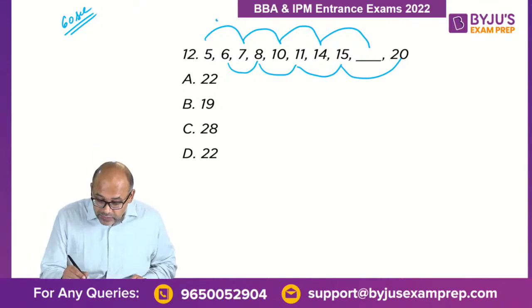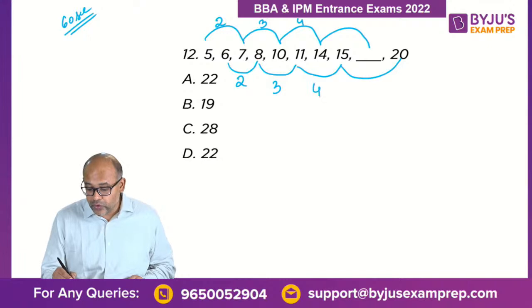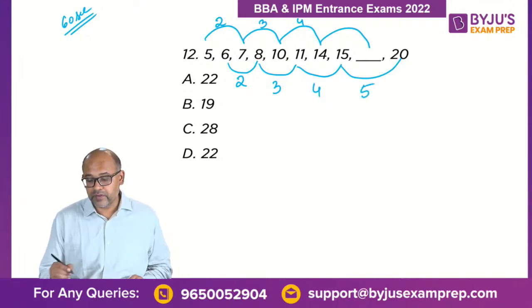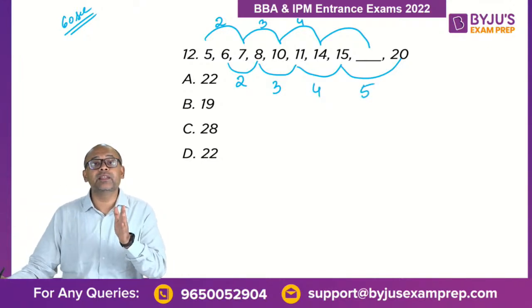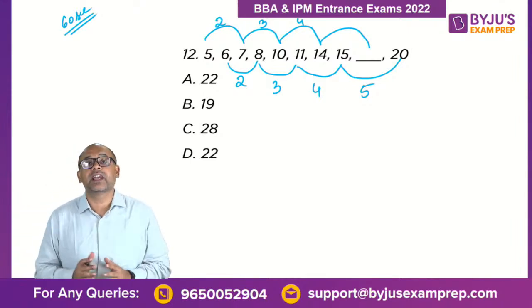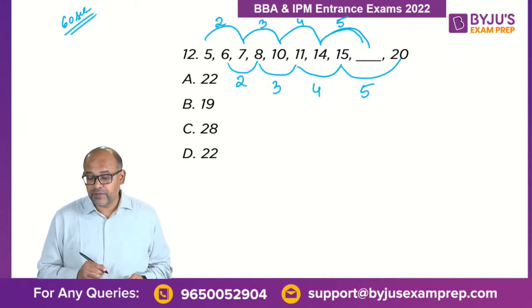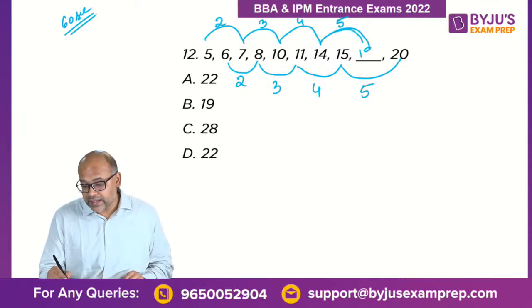The difference from 5 to 7 is 2, 7 to 10 is 3, 10 to 14 is 4. Similarly, 6 to 8 is 2, 8 to 11 is 3, 11 to 15 is 4, and 15 to 20 is 5. So the difference is increasing by 1, but it is not a continuous series. There are two series in it. That's the catch in this question, which means this increase should also be 5. So 14 plus 5 is 19.